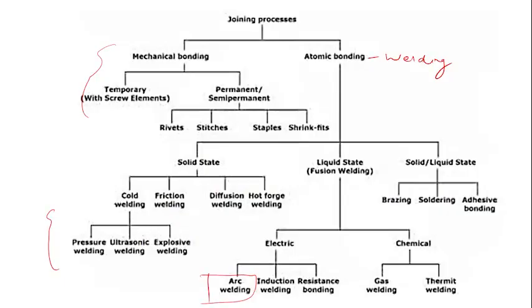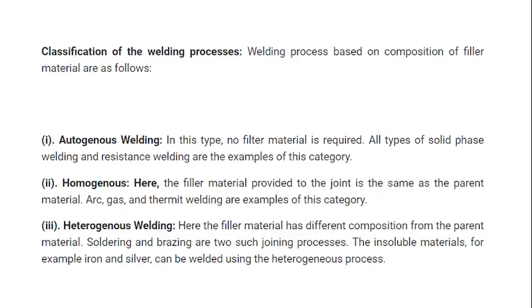Now, whatever we have seen, the division of the welding process. First is solid state, which is also called autogenous welding. In this welding, no filler material is required. That is why it is autogenous welding. All types of solid phase welding, when we are doing the joining process at the solid phase, will come into this category, autogenous, where we are not using any kind of filler material.